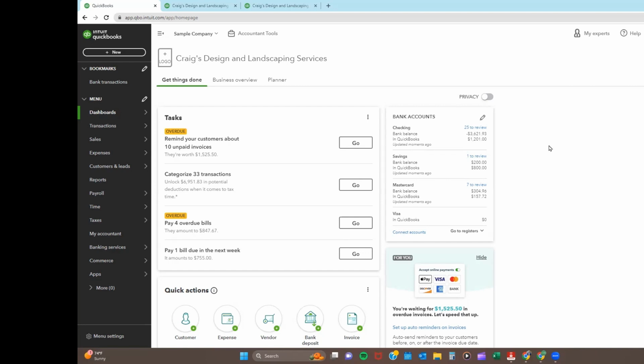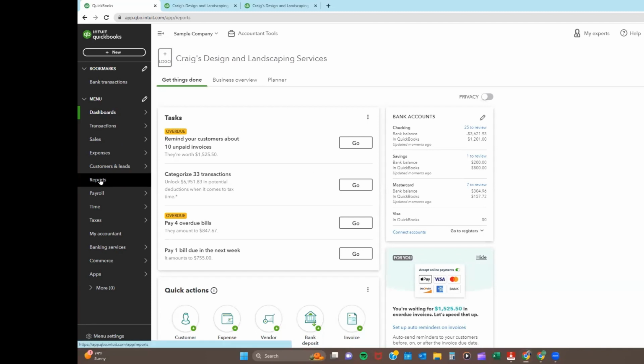So what that tells me is that he probably doesn't have inventory. Okay, so he's not selling a product. He's just providing services like we're doing at Ledgerly. We're providing services to you and your business. So that's Craig. So let's jump into the balance sheet first.